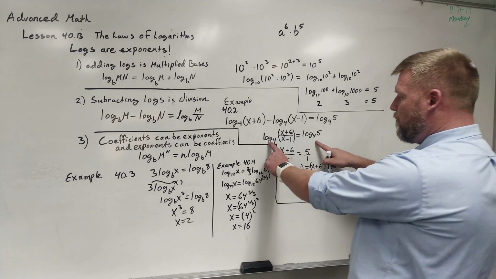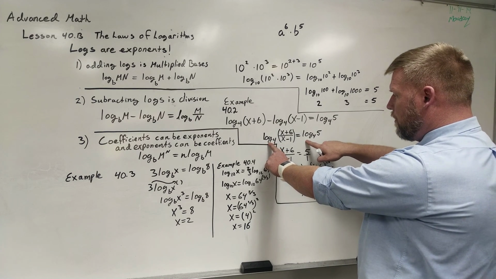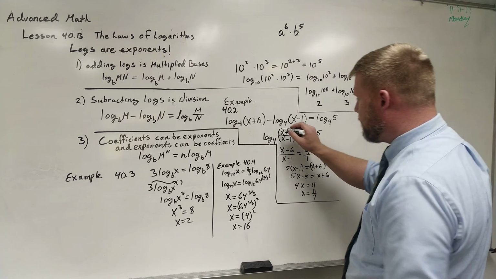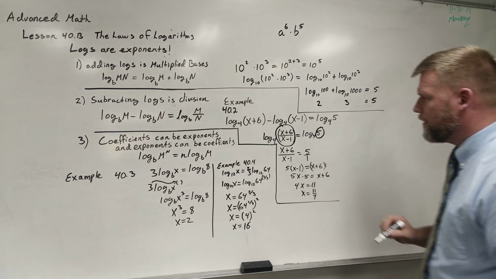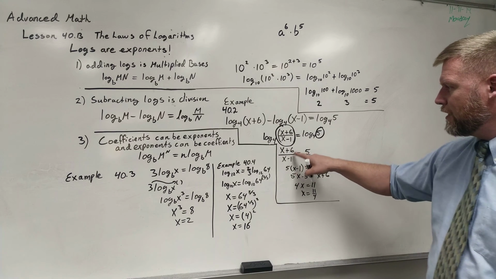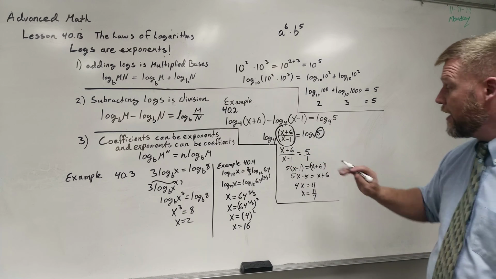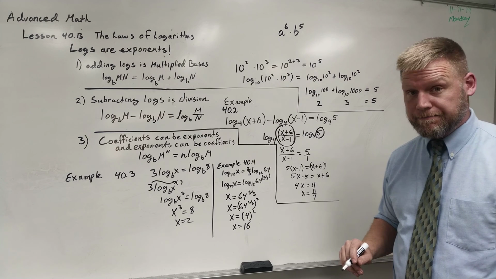Well, if the log base 4 of one thing equals the log base 4 of another, then whatever is inside the log on this side has to equal whatever is inside the log on this side, and therefore I could say x plus 6 over x minus 1 is equal to 5 over 1.